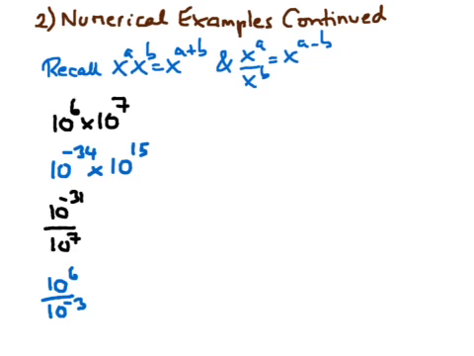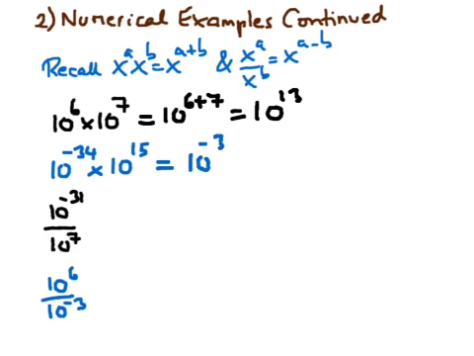Okay, welcome back. So the first example, 10 to the 6 times 10 to the 7, is 10 to the 6 plus 7, so it is 10 to the 13. The second example is 10 to the minus 34 times 10 to the 15, so we add the 15 here, and minus 34 plus 15 is minus 19, 10 to the minus 19.